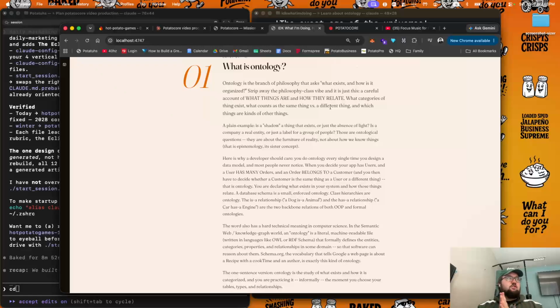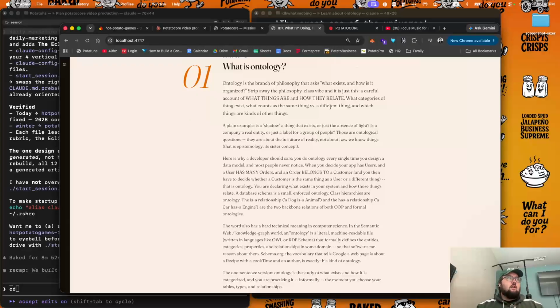So a plain example is a shadow: a thing that exists, or just the absence of light? Is a company a real entity or just a label for a group of people? Those are ontological questions. They are about the furniture of reality, not about how we know things. That is epistemology. It's a sister concept.